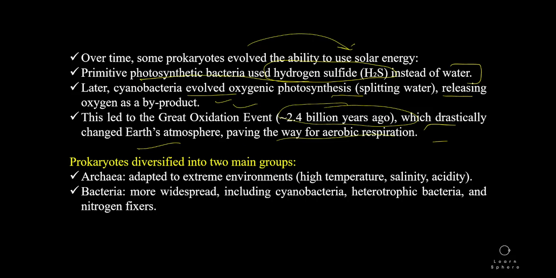Prokaryotes diversified into two main groups, archaea and bacteria. Archaea adapted to extreme environments like high temperature, salinity and acidity, and bacteria were more widespread, including cyanobacteria, heterotrophic bacteria and nitrogen fixers.